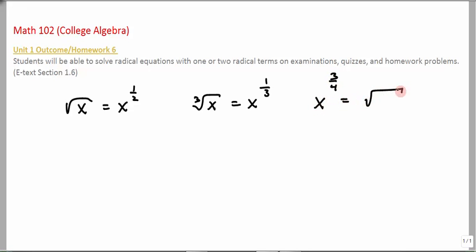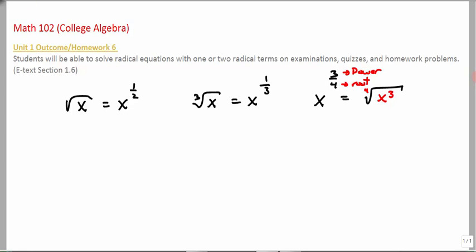Well, we've looked at these before, and remember, 3 is the power. It's the numerator, and the denominator is 4, which is the root. So this is the 4th root of x cubed. So we're going to be talking about these equations, and of course when we say equation there's an equal sign involved. And we're trying to find the real solutions. So we're not working with complex numbers here, we're trying to find the real solutions of radical equations.